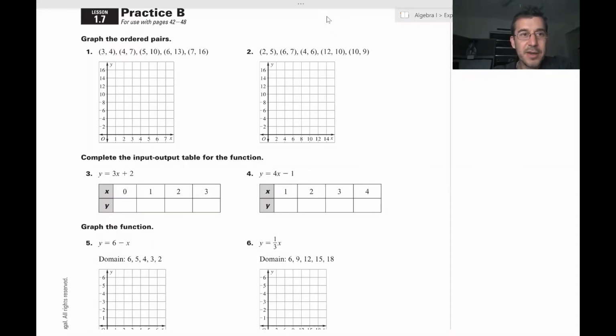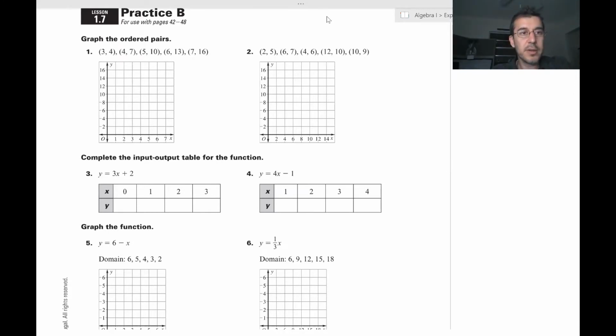This is Oliver. We're doing section 1.7 practice B today. Section 1.7 deals with how to represent functions as graphs. Main concepts are x coordinate and y coordinate, x or the input or horizontal axis, and y or the vertical axis or the output. Also ordered pairs is each corresponding x, y value in a table.